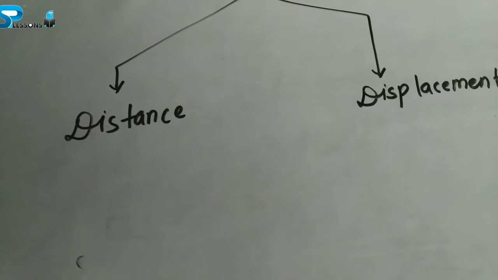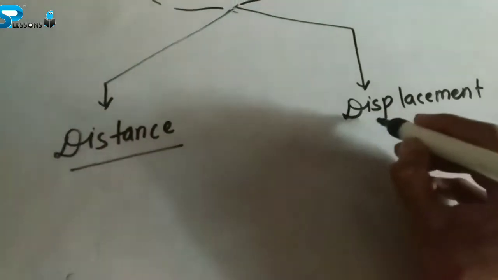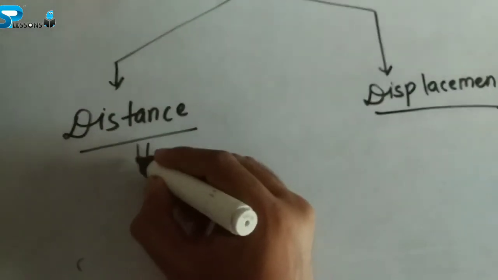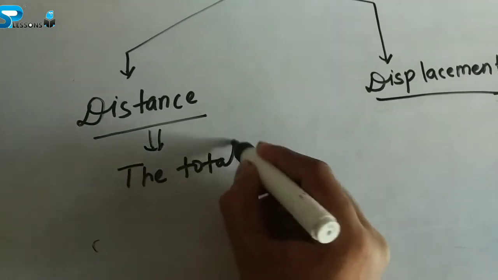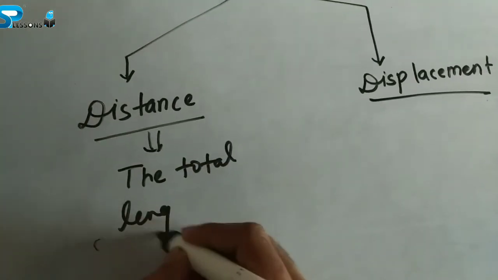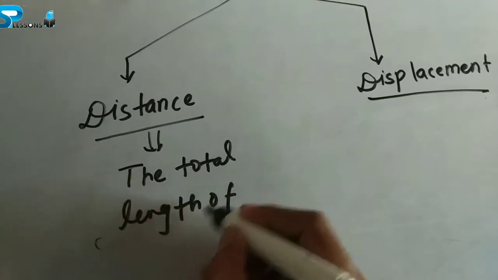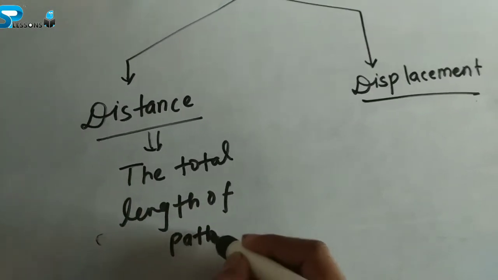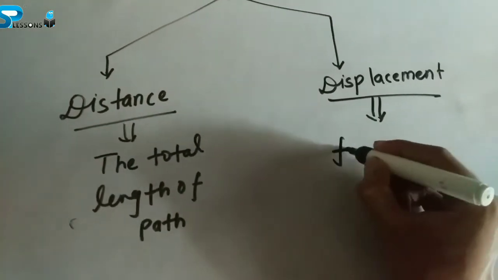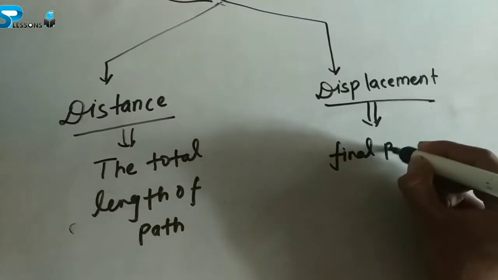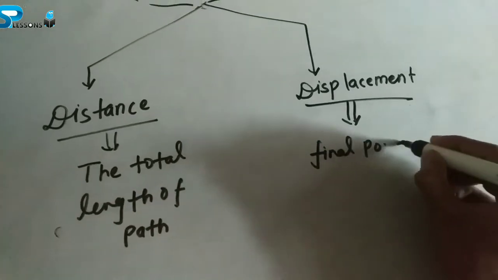Okay, first we discuss the two words distance and displacement. Distance means the total length of path. Displacement means the difference between the final position minus the initial position.